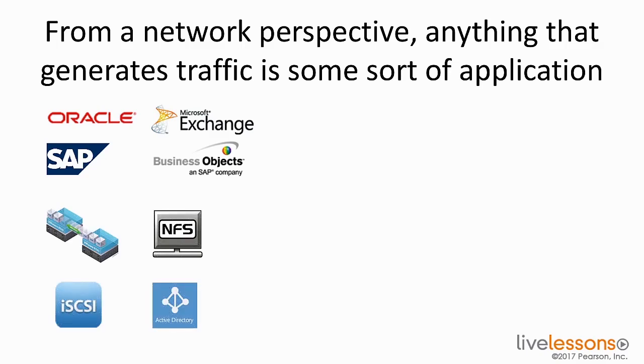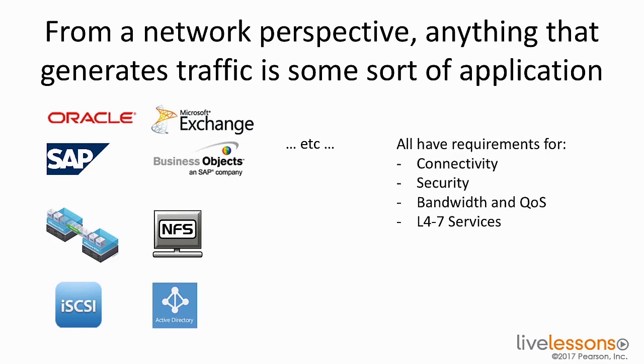So when we take a look at things like Active Directory and IP-based storage traffic and your VMware traffic, those are actually some of the most important traffic types on the network, because if I can't get to my storage, then my application sure doesn't work. And when I talk about these applications, as I mentioned before, they all have different requirements for connectivity, for security, for quality of service, and then what type of layer 4 through 7 services they use.